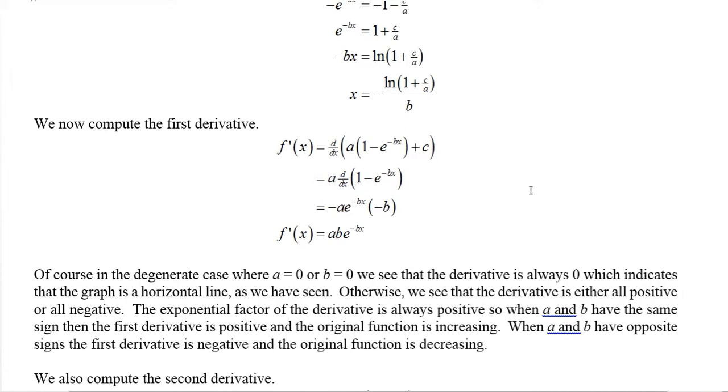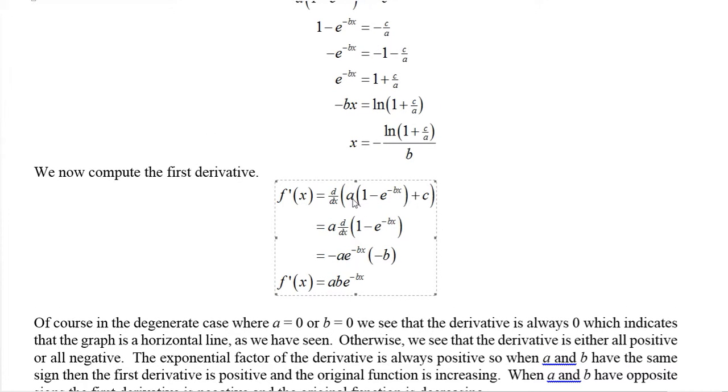Now let's find a derivative. Okay, so here's the original function here, and we want to find the derivative of that. So that's the first derivative. First of all, I'll use the sum rule. The derivative of c is 0 plus the derivative of this part. Then I use the constant multiple rule. Remember, a and c are constants. So the a comes out front, and I take the derivative of what's left.